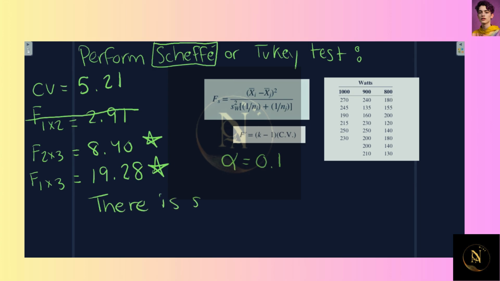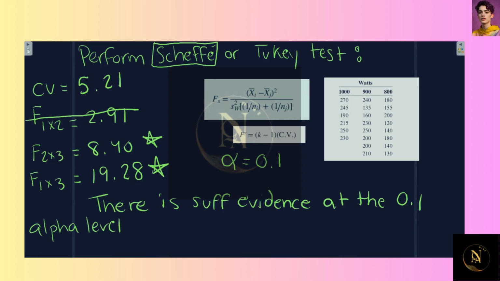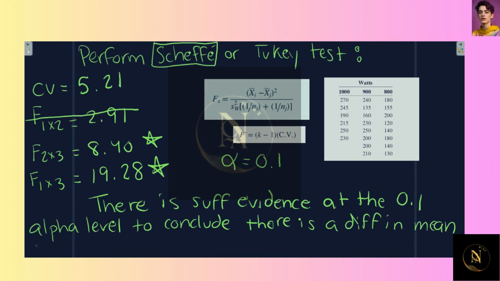So there is sufficient evidence at the 0.1 alpha level to conclude there is a difference in mean cost between 900 and 800 watt ovens and 800 and 1000 watt ovens.